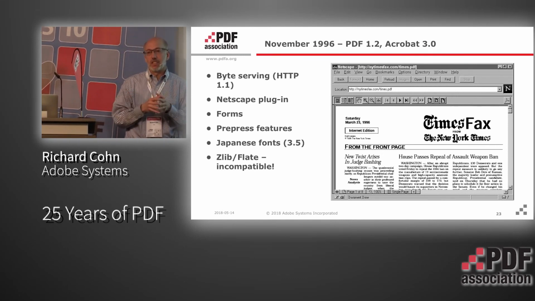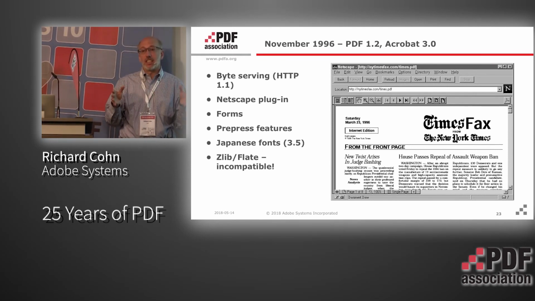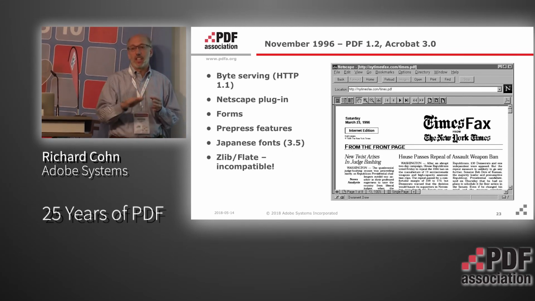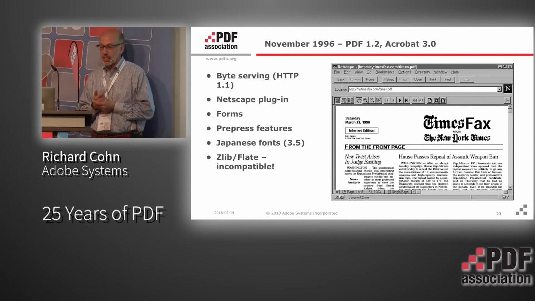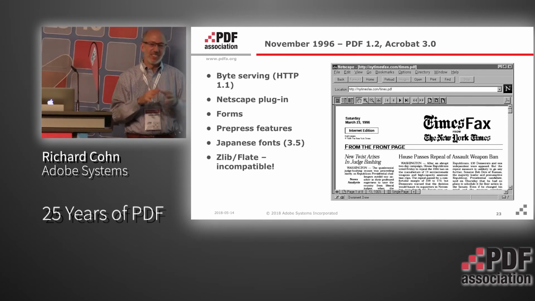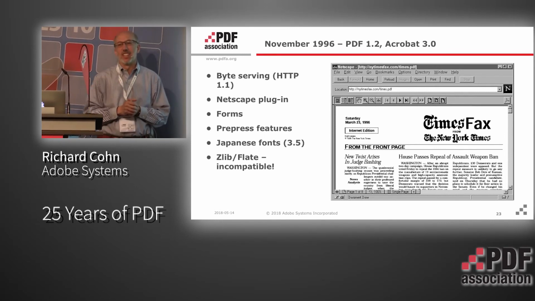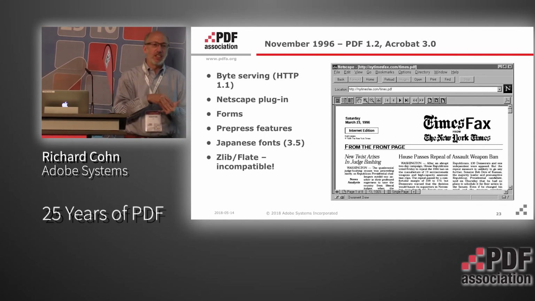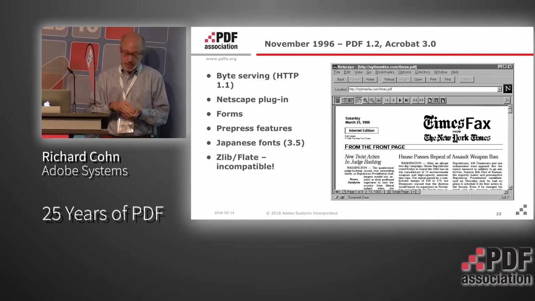So what we also did was linearize, or what we call linearized PDF, making sure everything necessary to show that first page was up front. So you would just start serving the PDF, and the first page could come up as quickly as it could. And I like this screenshot because it just shows what a different world it was. This was New York Times being ahead of the curve in what they're publishing, and this is what they did then.